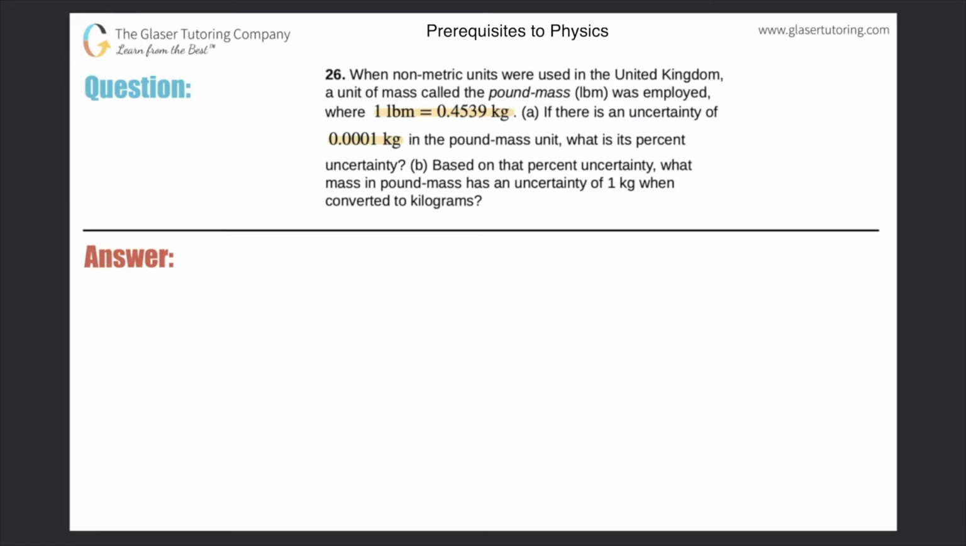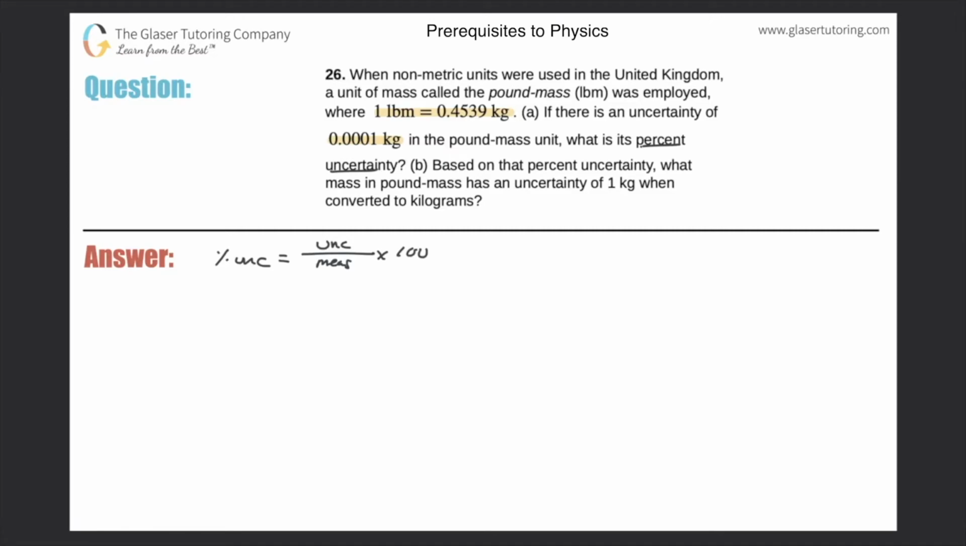Okay, so sounds a little confusing, but it's not bad. Let's work with what it's asking first. It says, what is its percent uncertainty? All right, so let's write down the formula for percent uncertainty. Percent uncertainty is equal to the uncertainty of the measurement divided by the measurement itself multiplied by 100.